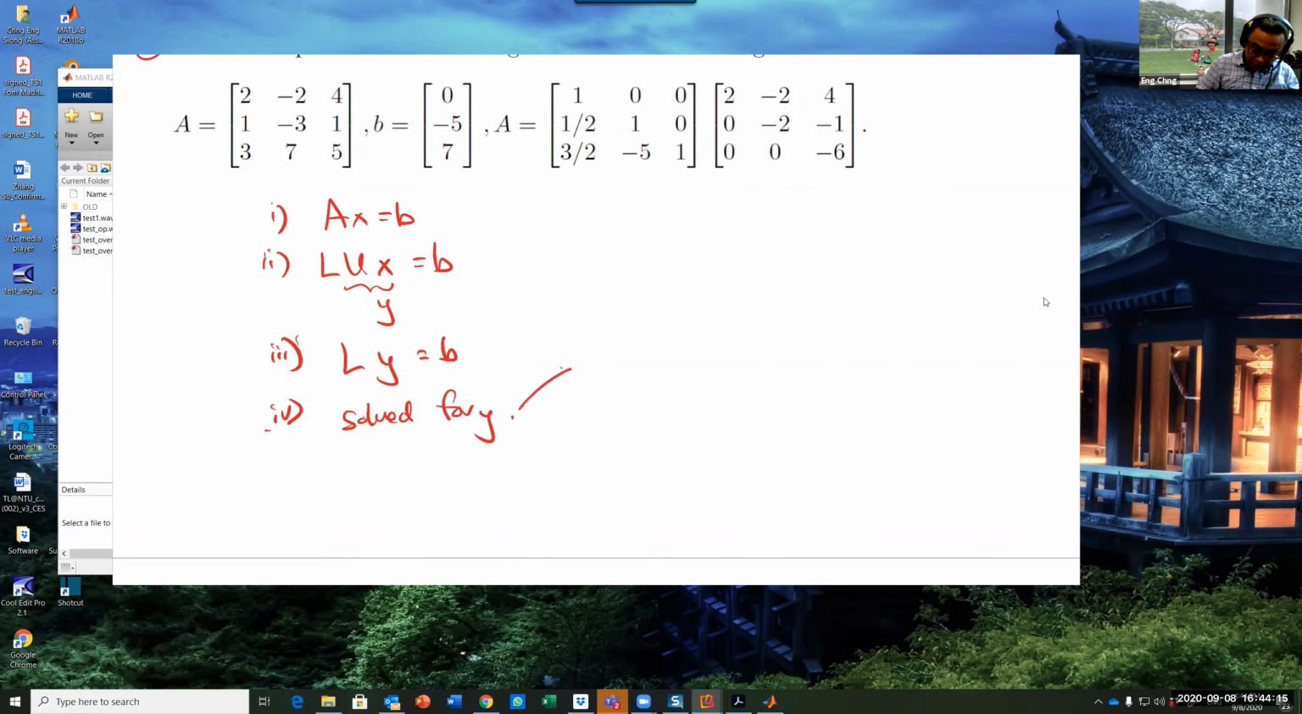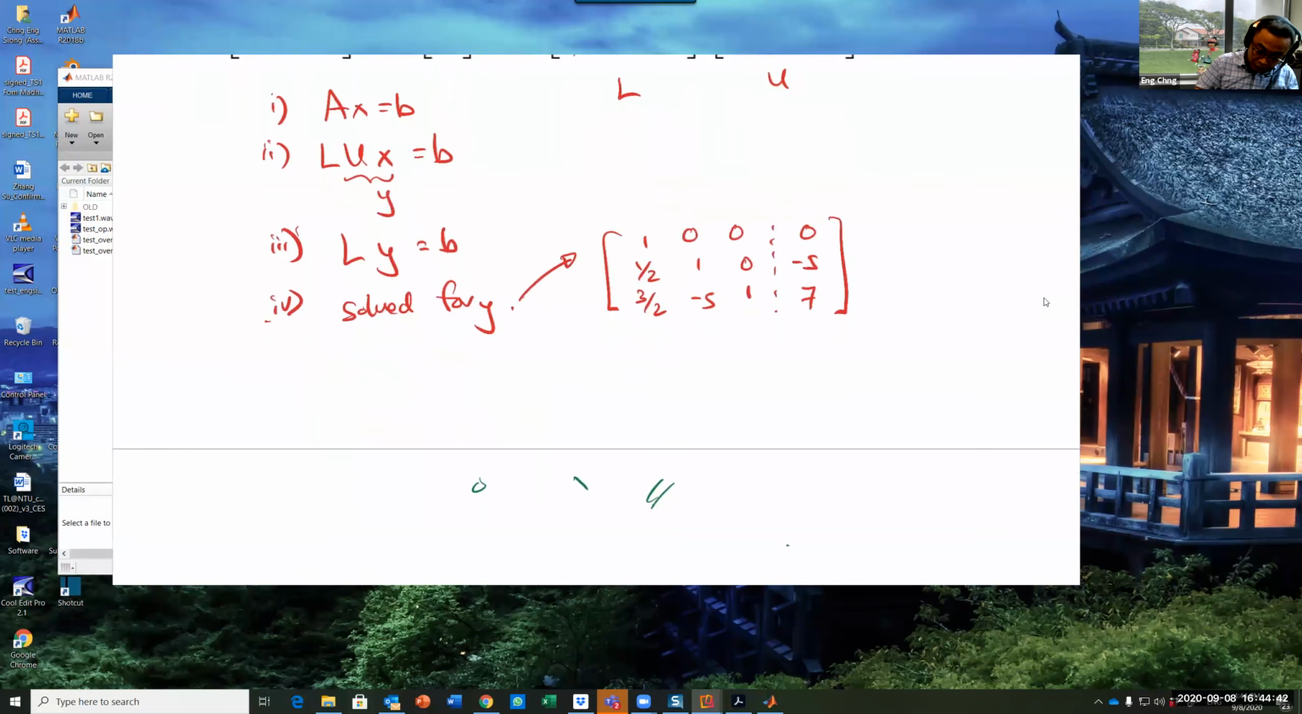So now how do we solve for Y? Well, we have L. This is L and this is U. So we are now going to write L, the matrix: 1, 0, 0; 1 half, 1, 0; 3 over 2, minus 5, 1. And we are solving for Y. On the right hand side is still B, which is 0, minus 5, 7. Now, how do we solve for Y? Please remember that this equation is LY equals B. Solve for Y.